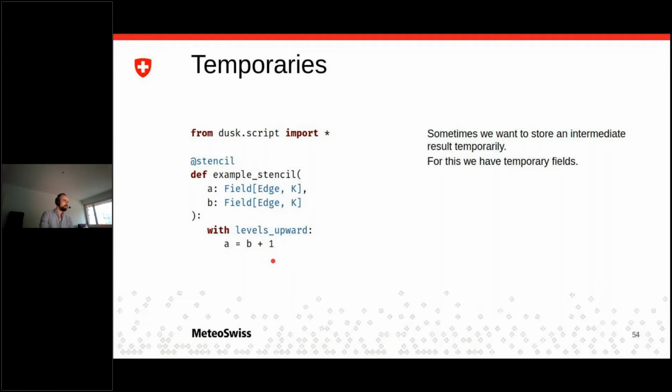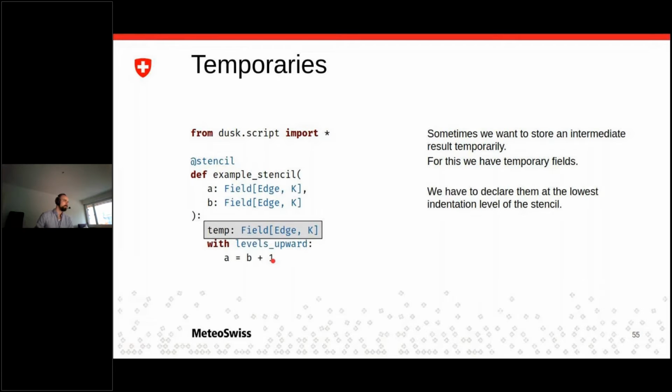And for this, we have something called a temporary field. So we can introduce a temporary field. It has the same type declarations, and we have to declare this at the lowest indentation level and usually at the top of the stencil. So we put this here above this iteration domain statement, basically.